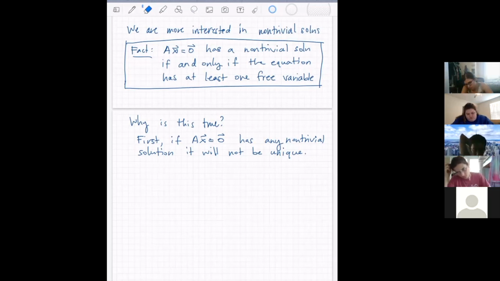Now we know that a homogeneous system is always consistent. We always have at least one. So if we have any non-trivial solutions, we have infinitely many, right? Which means we have infinitely many.